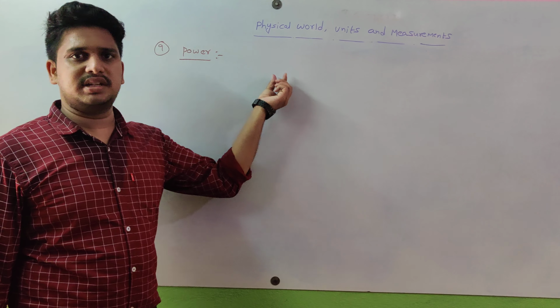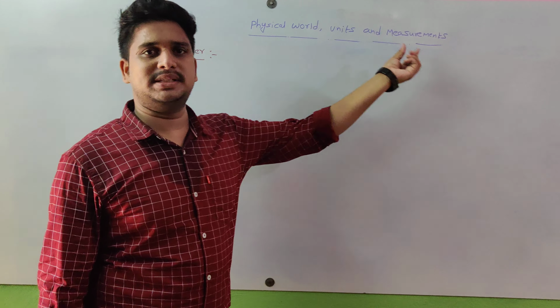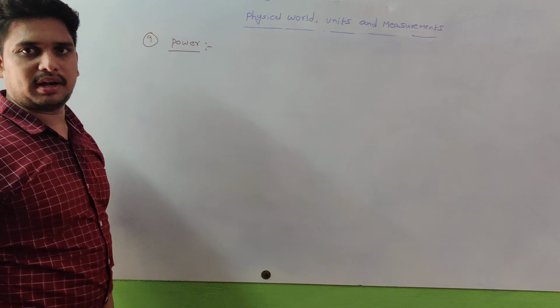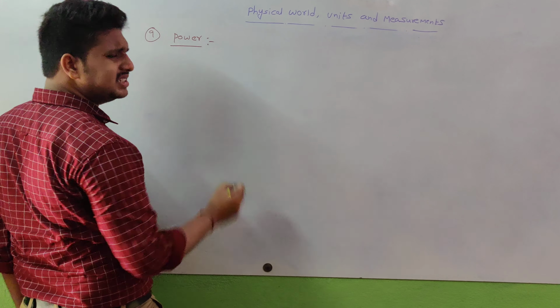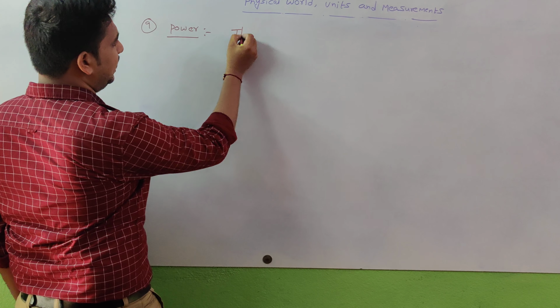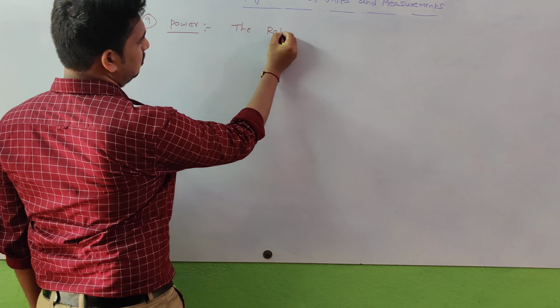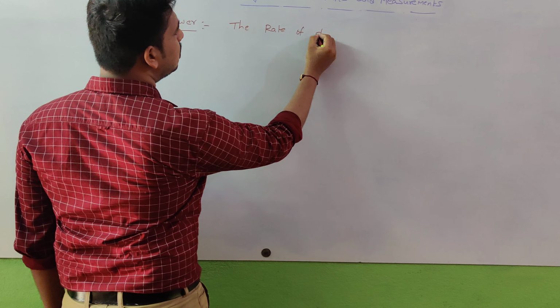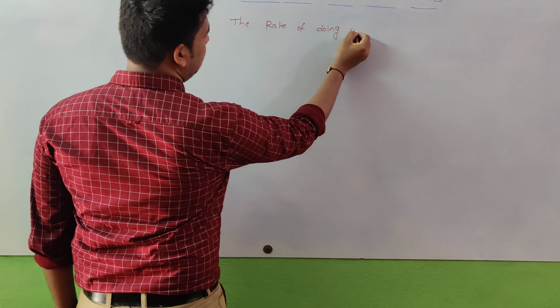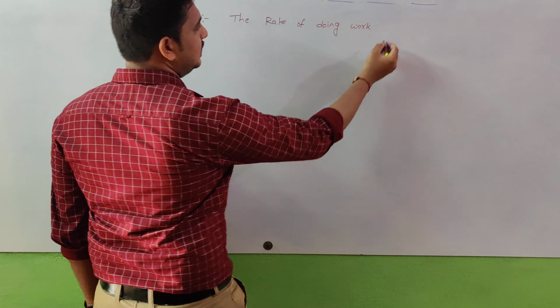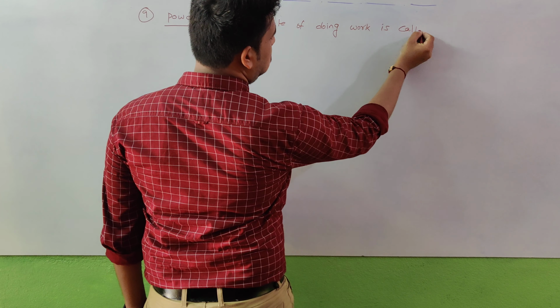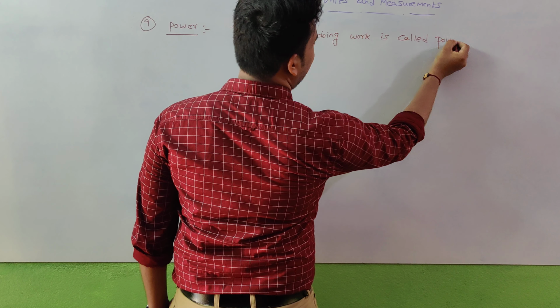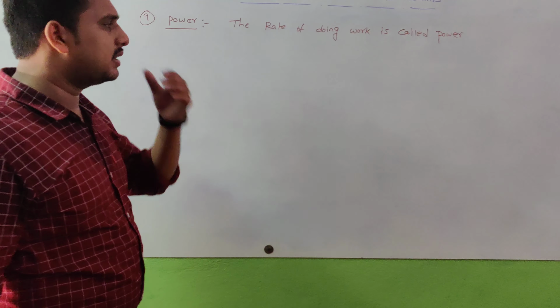Continuing our lecture on physical units and measurements, the next topic is power. What is the definition of power? The rate of doing work is called power. Already we have seen several definitions.